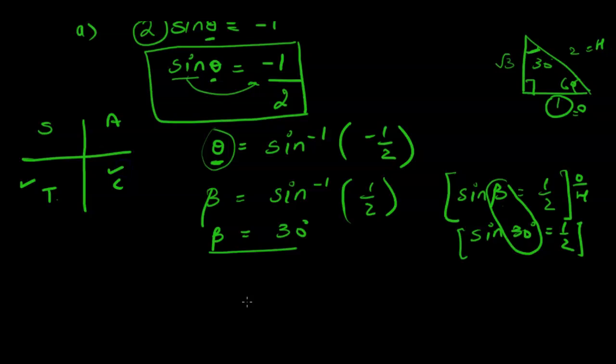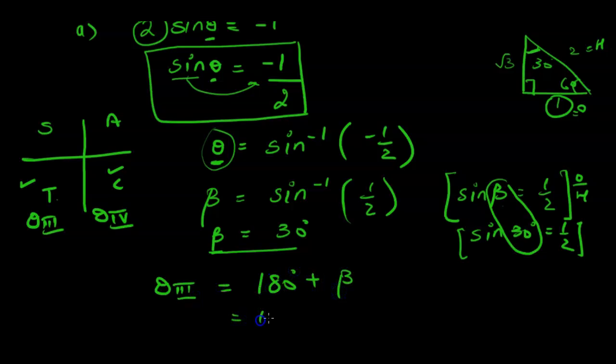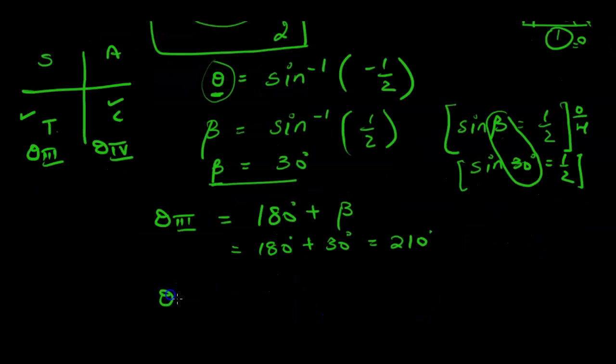So we would use our beta to find out the theta in the third quadrant and to find out theta in fourth quadrant. So theta in third quadrant we know is 180 plus beta, which is going to be 180 plus 30 degrees, which is 210 degrees. Similarly, theta in fourth quadrant is 360 degrees minus beta, that is equal to 360 degrees minus 30 degrees, which is equal to 330 degrees.